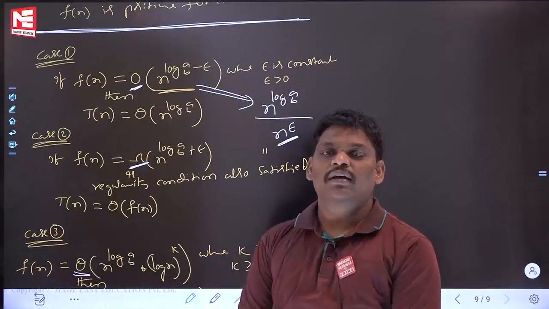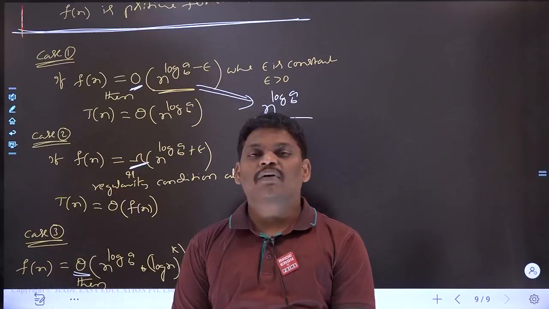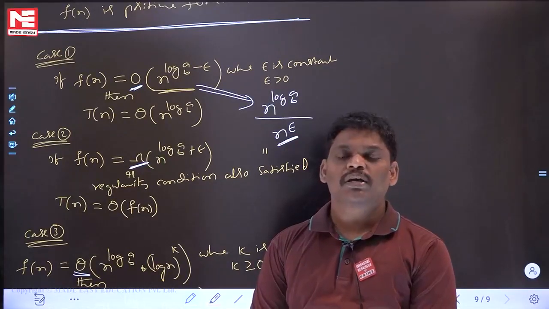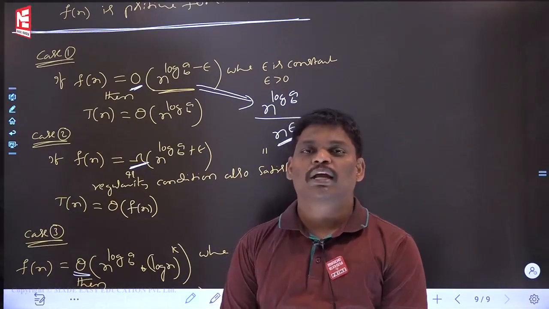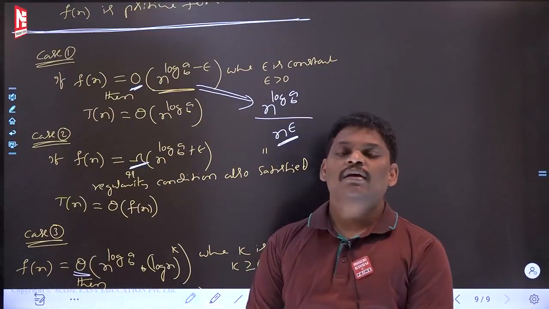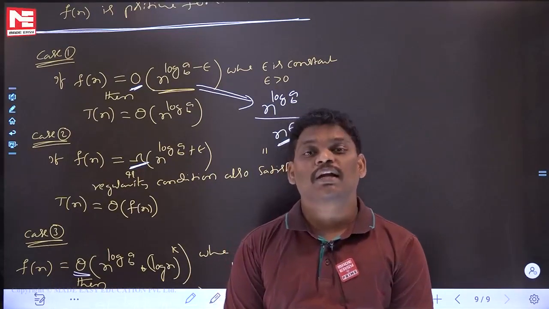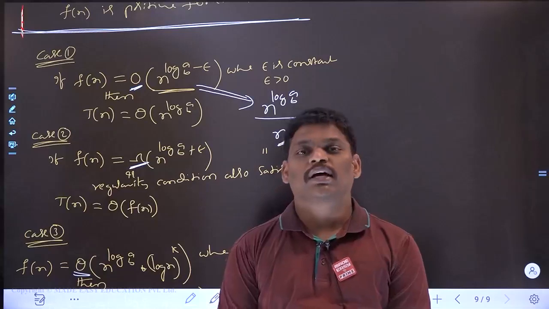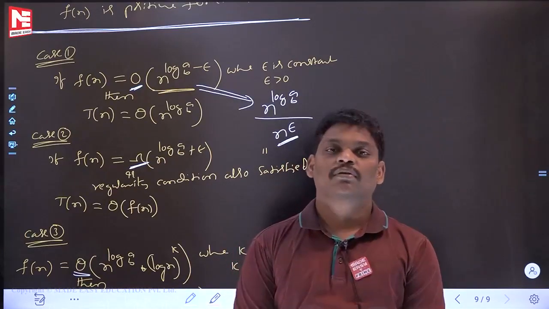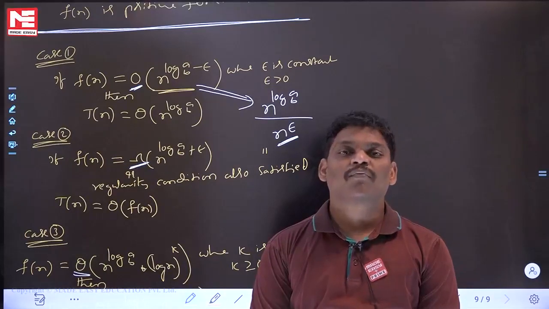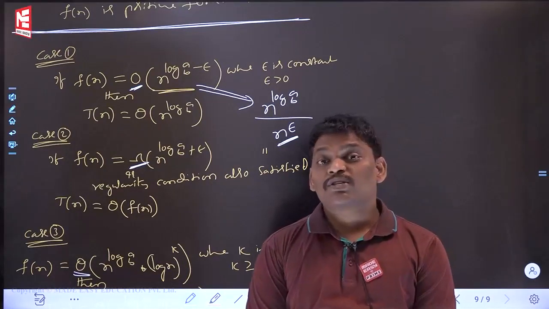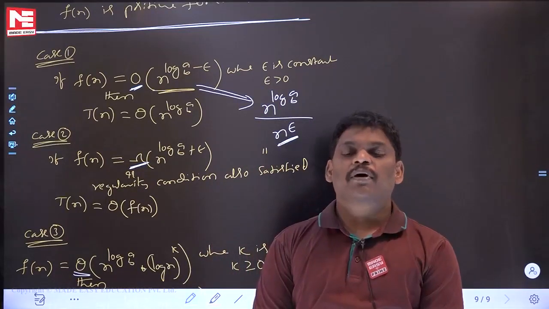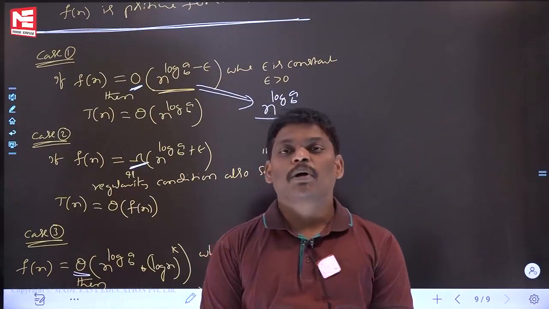Same way here. N power log a base b is bigger. If you divide n power log a base b by n power epsilon, where epsilon is a constant greater than 0, meaning if you divide by a polynomial, then it is equal to f of n. It indicates that n power log a base b is bigger by polynomial times. Please be careful. Case 1 says that n power log a base b is bigger, and not only that, but bigger by how much? Polynomial times. Why? By dividing by a polynomial, f of n and n power log a base b are both equal.